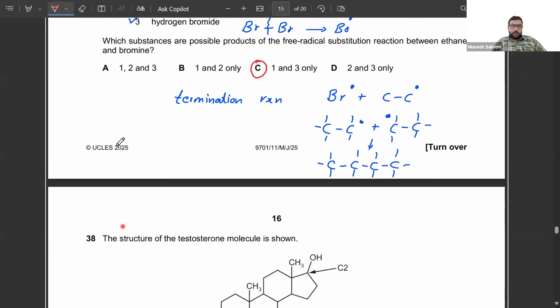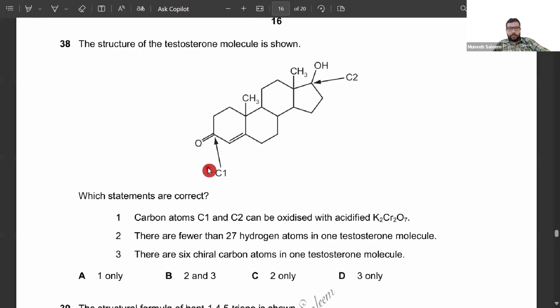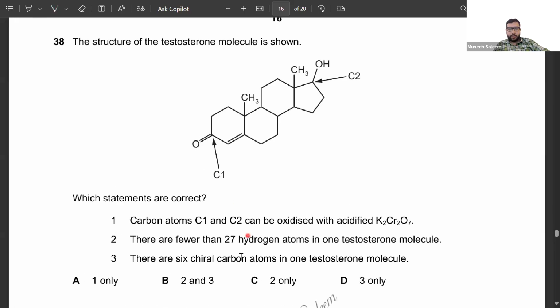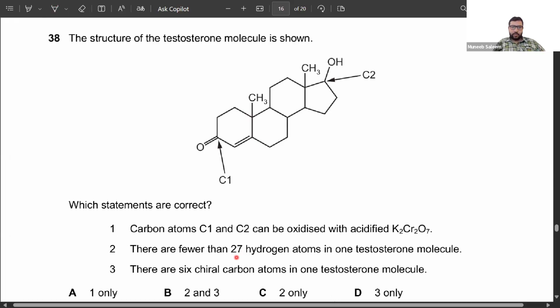Now, next question, number 38. The structure of the testosterone molecule is shown. Which statements are correct? Now here, we have to check again the three statements mentioned here. We have first statement that says carbon atoms C1 and C2 can be oxidized with acidified K2Cr2O7.